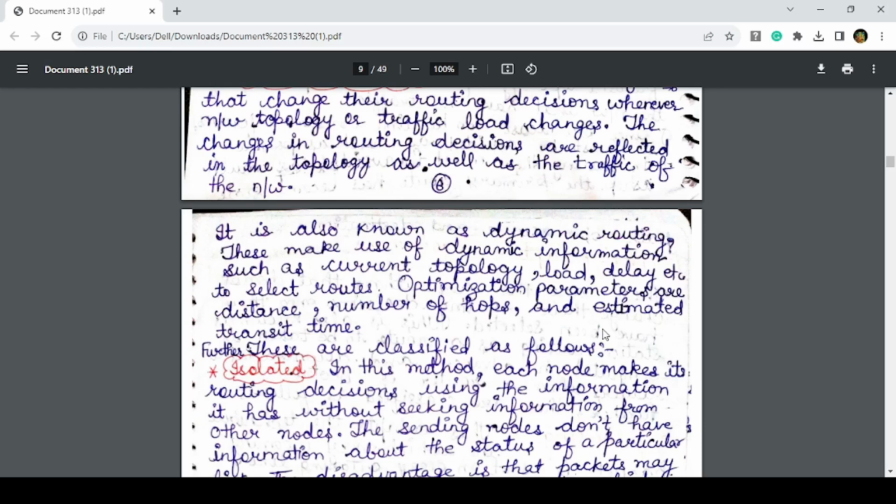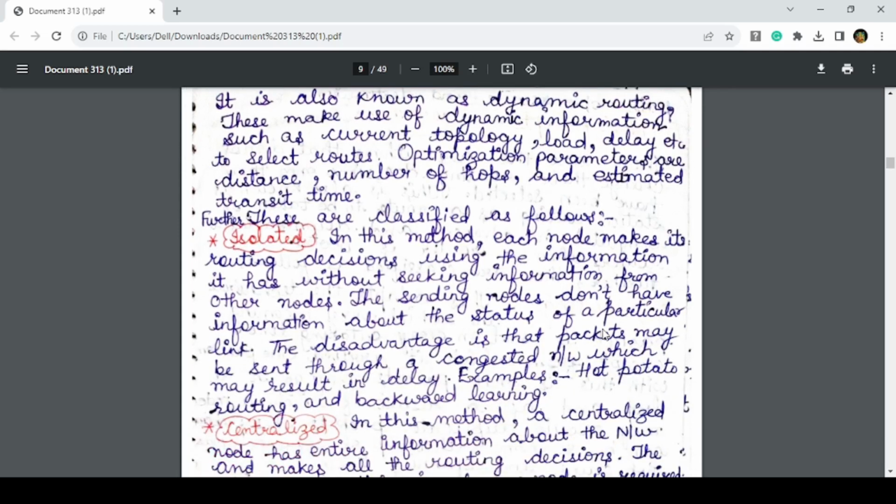Further, these are classified as follows. Number 1, isolated. In this method, every node makes its routing decisions using the information it has without seeking information from other nodes.